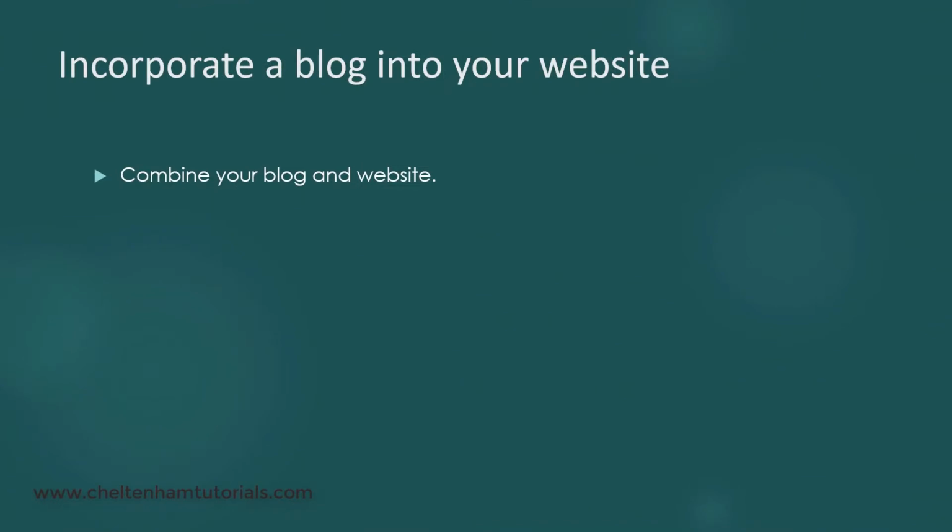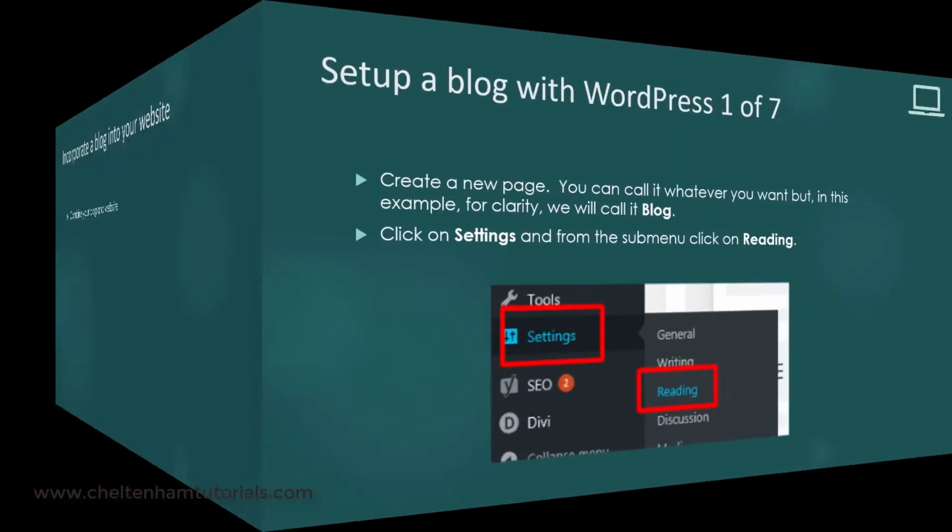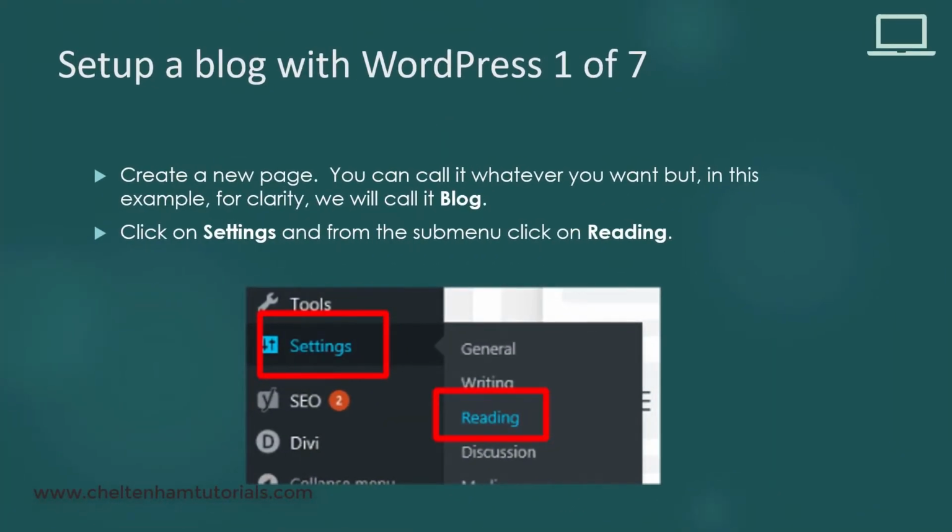Now, sometimes people will have a blog in one place and a website somewhere else. The best thing, especially if you're using WordPress, is to combine the two into the one URL. So how do you set up a blog? Well, what I'll do is I'll actually walk through this from scratch. It's very easy in WordPress.